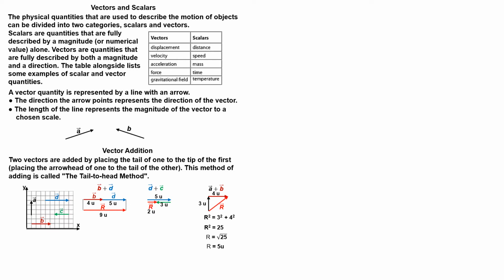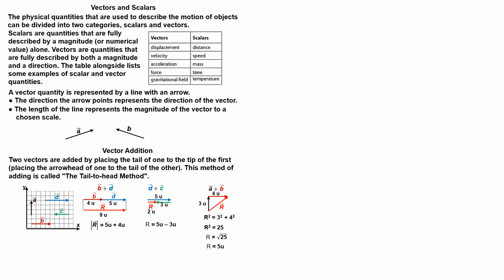We can summarize the addition of vectors as follows. If two vectors are in the same direction, they are added as if they were numbers. If two vectors are in the opposite direction, they are subtracted as if they were numbers. If two vectors are in perpendicular directions, they are added using the Pythagorean theorem.